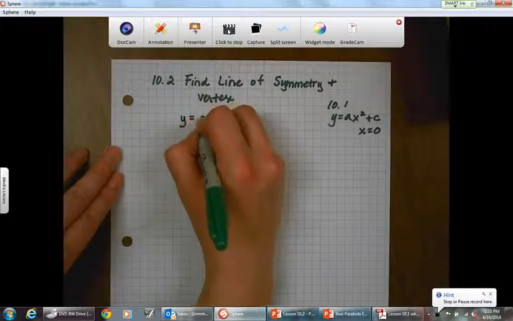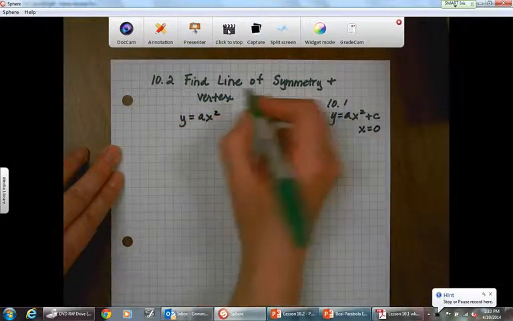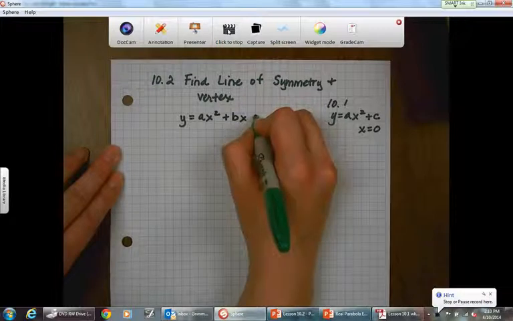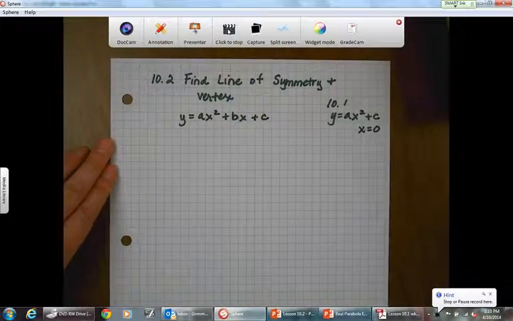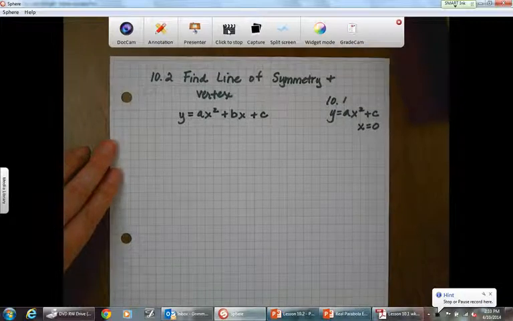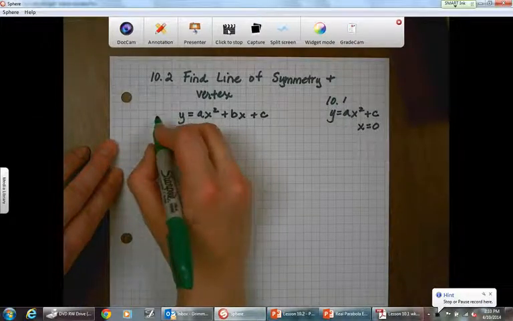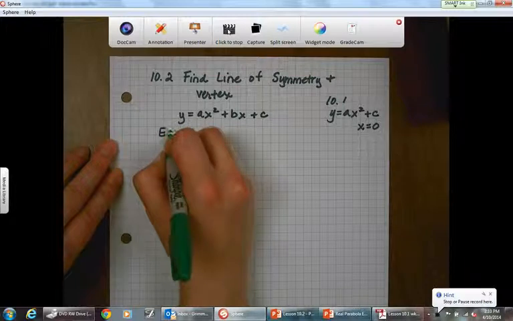Okay, but today we're going to be looking at our other form that we looked at in chapter 9, ax squared plus bx plus c. And now our b term is back, okay, which is going to change it. So we're going to use this nice equation for the line of symmetry, and this is going to be our friend.